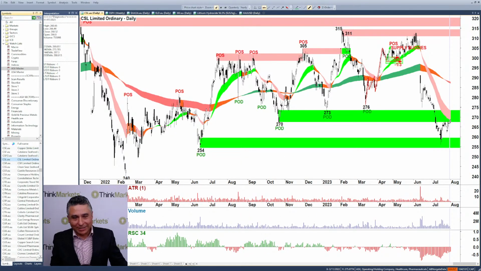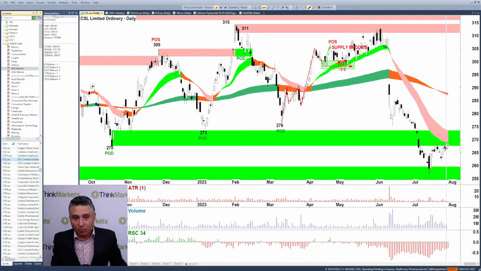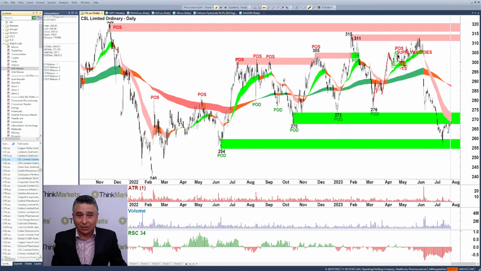From Chitan. So I had to laugh at that. Should I buy CSL right now? Chitan, I don't know. Should you? I wouldn't have a bloody clue. I can tell you though that these are nice. Look, point of demand rising. These are nice candles through here, and I would say that there's every chance that CSL is going to go back up, but I can't buy it for myself because the trends are all wrong.